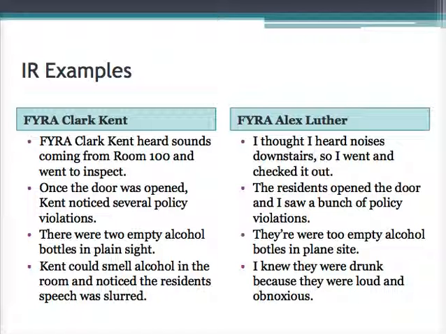The third note, there were 2 empty alcohol bottles in plain sight, can be very different if you're not checking both the spelling as well as the content. There were 2 empty alcohol bottles in plain sight. Doesn't look so well when we're trying to talk to the Dean of Students office.